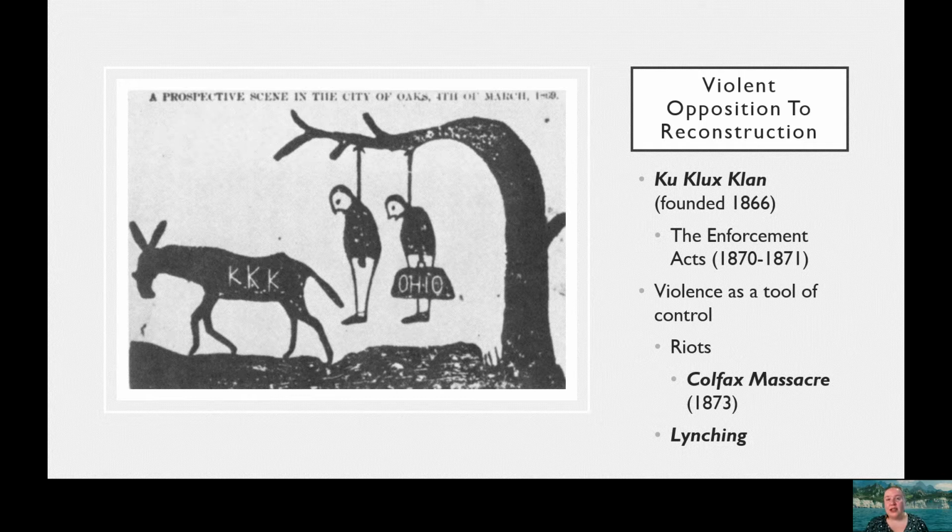And lynching targets individuals who were seen as acting out of line. Lynching is a very effective tool of social control. And I want to talk a little bit more about lynching.